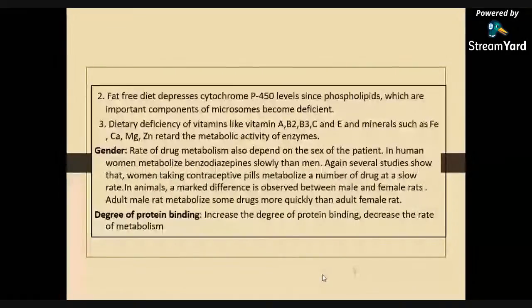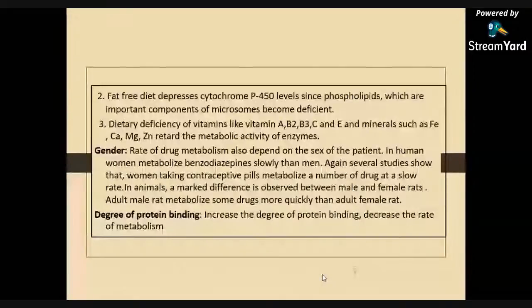Then dietary deficiency of vitamins like vitamin A, B2, B3, C, and E, and minerals such as iron, calcium, magnesium, and zinc retards the metabolic activity of the enzymes. This is all about the diet part.